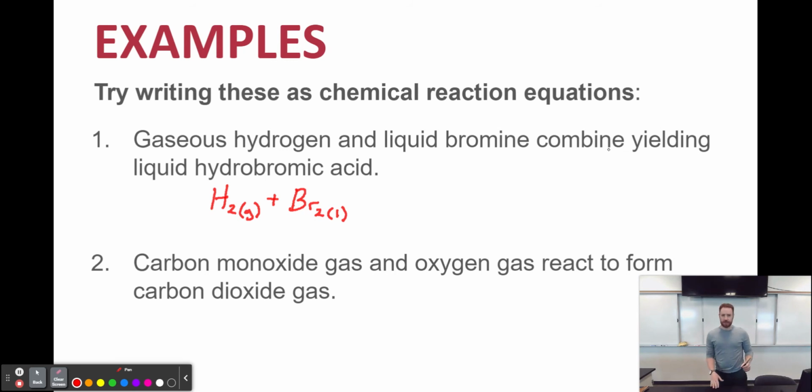Combine yielding. So yielding is another way of saying it's producing. So I'm going to draw an arrow here because they combine yielding liquid hydrobromic acid. We didn't cover acid nomenclature yet either, so I apologize. This whole first one is a little bit of a wash. This is hydrogen bromide, which is another name for hydrobromic acid.